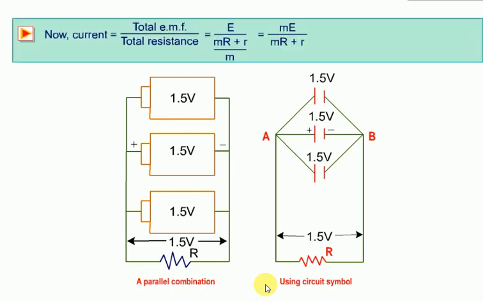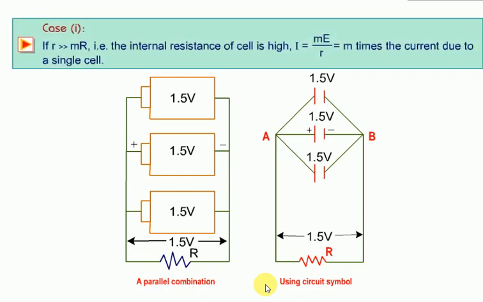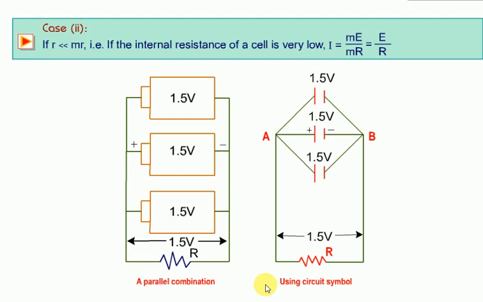Now, current is equal to total electromotive force by total resistance. That is E by R plus r by M, which is equal to ME divided by MR plus r. Now, in case 1, if the internal resistance of the cell is high, I is equal to ME by R. That is equal to M times the current due to a single cell. In case 2, if the internal resistance of a cell is very low, I is equal to ME by MR, equals E by R.